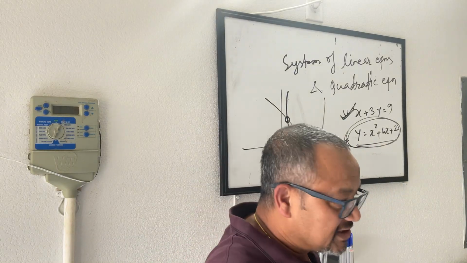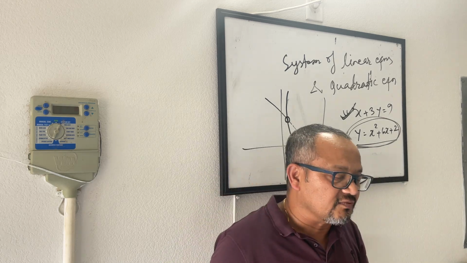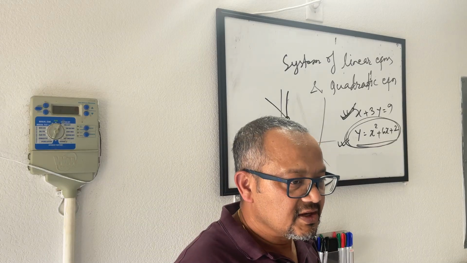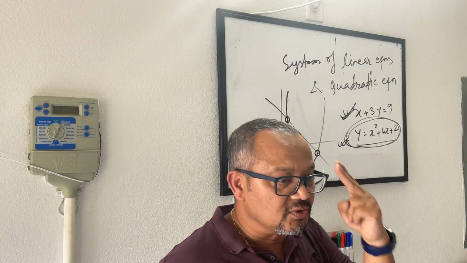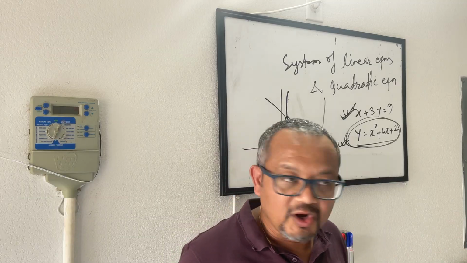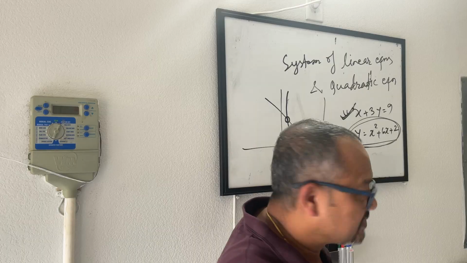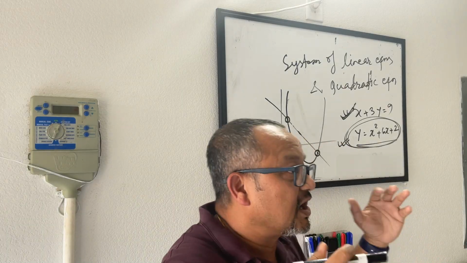So when it touches at one point, that means there is one solution, one value for x and y, which satisfies both the equations. And if it intersects at 2 points, that means there are two solutions for x and y that satisfy this equation and this equation both. Now this is just the theory part of it. This is how you would visualize.